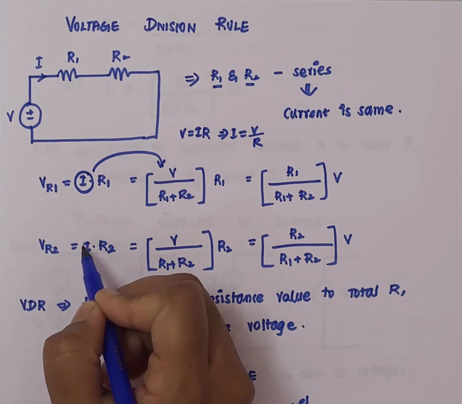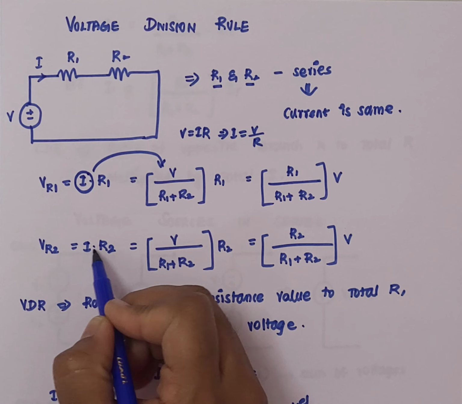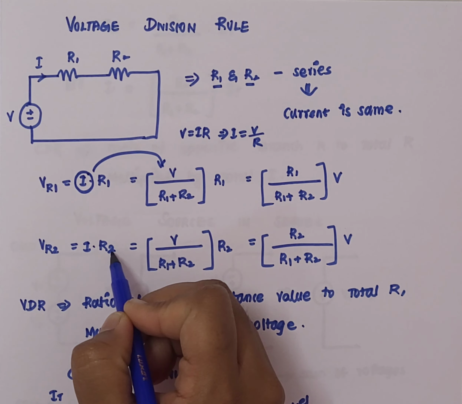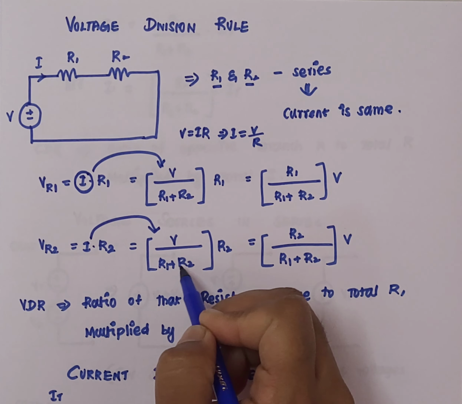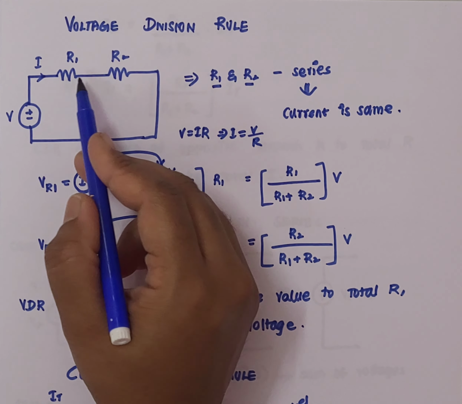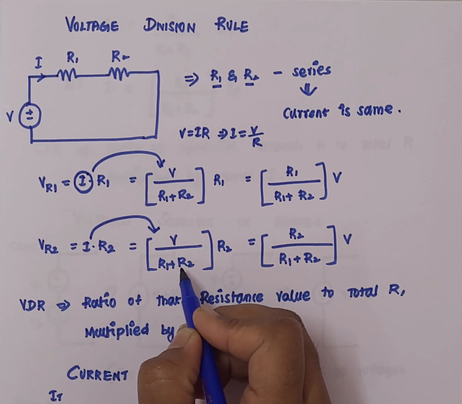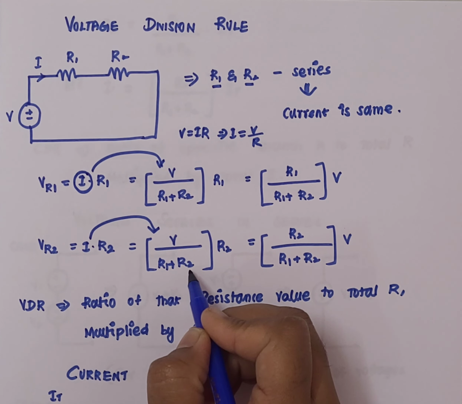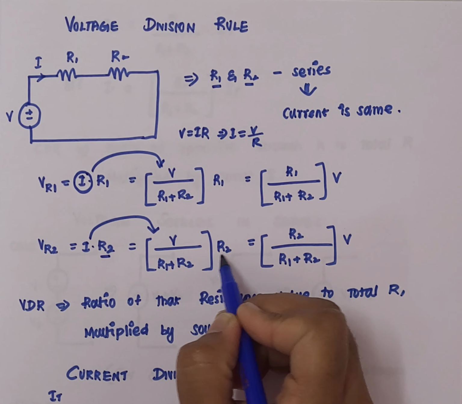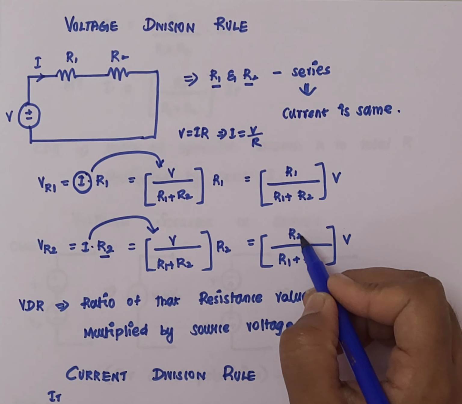Similarly, we can find the voltage across the resistance R2 as VR2, which is equal to I into the respective resistor, R2. Again, we can take the value of I as V divided by the total resistance. Whenever resistances are connected in series, the equivalent resistance will be the sum of resistances, as we have seen before. So R1 plus R2 into the remaining value R2. Again, we can rearrange this equation as R2 divided by R1 plus R2 into V.